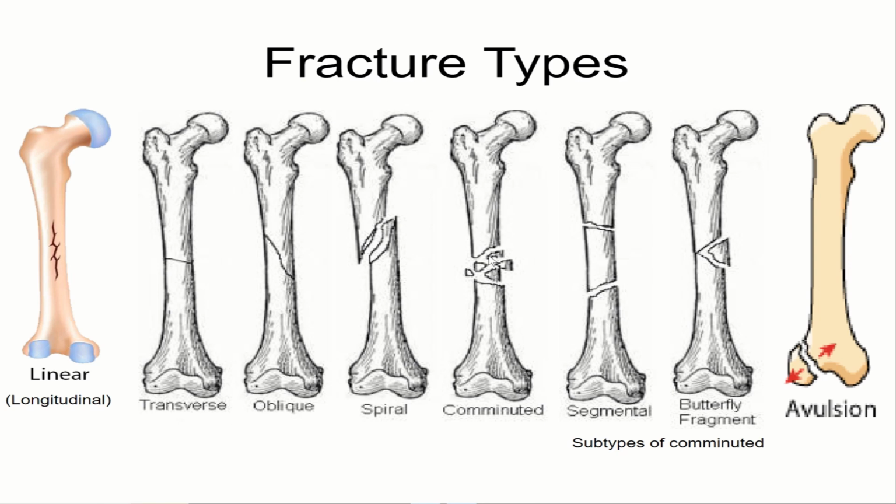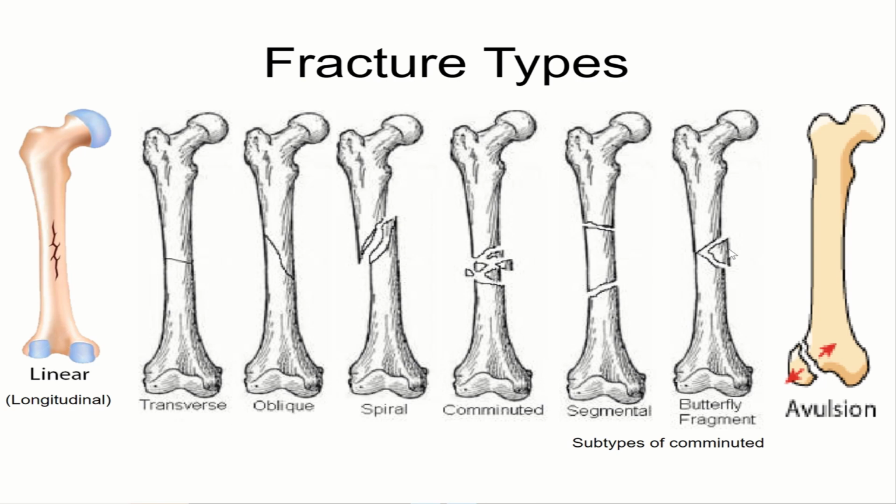There are some subtypes of comminuted fractures we're going to discuss. First, we have segmental. This is where the bone is broken into 3 or more large pieces rather than shattered into tiny bits. So that's why it gets its own name.